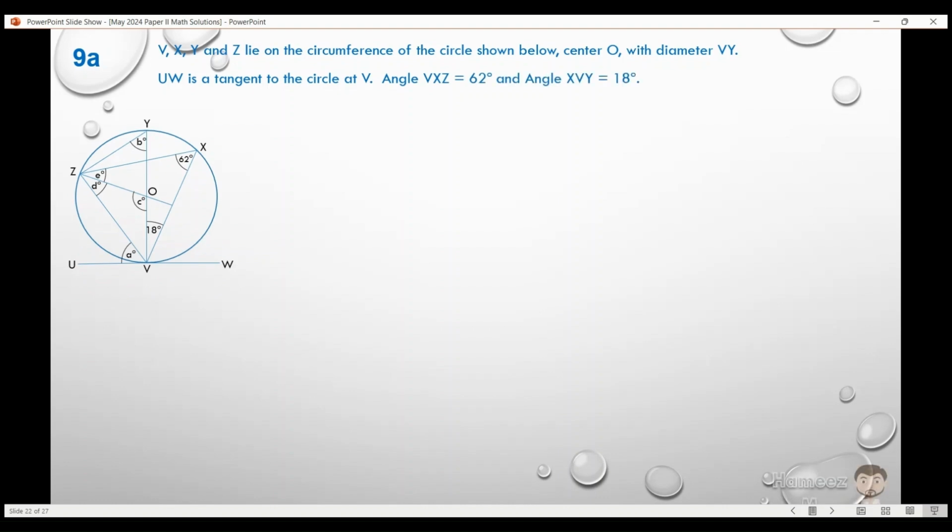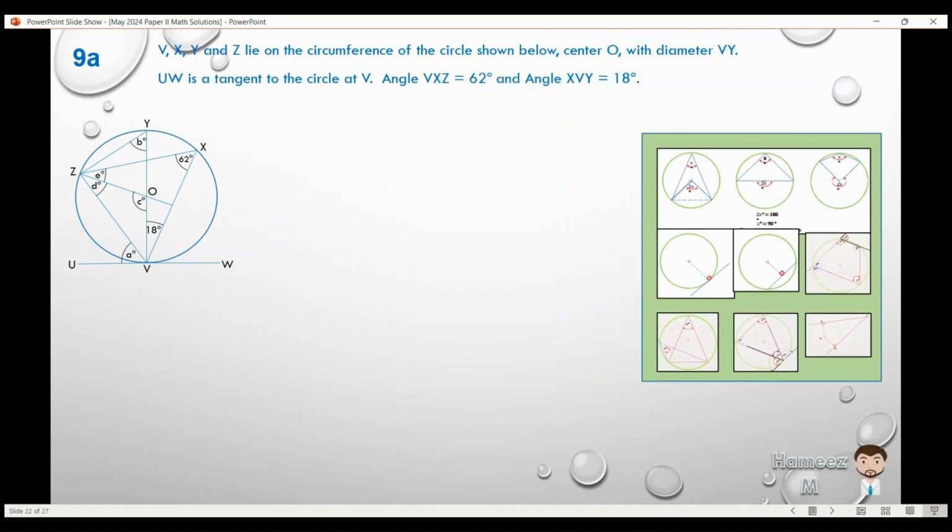UW is a tangent to the circle at V. And let's recall this list of regular rules that are used in circle geometry. And remember, for each one of these topics here, we have done playlists with at least 2 to 3 videos of past paper questions from May 2009 until 2021, covering all of the questions by topics. So you can go into the playlist and look for circle geometry, and you will find 12 years of past paper questions on circle geometry, and you'll see where these rules are highlighted and explained.